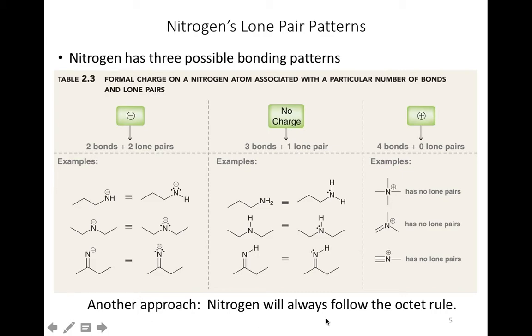I guess another kind of easy way to do this is, even though they're not showing us the lone pairs, nitrogen and oxygen will both always follow the octet rule. So, when I see this, I see nitrogen has 3 bonds. I know it must have 1 lone pair because it's going to obey the octet rule. When I see this guy, the nitrogen already has 4 bonds, so I know it already has a full octet, so I know that it must have no lone pairs.